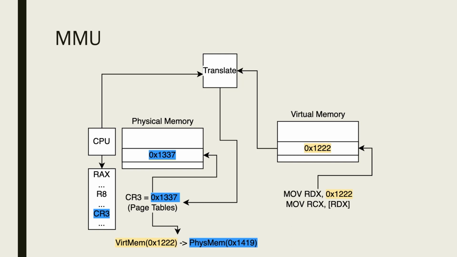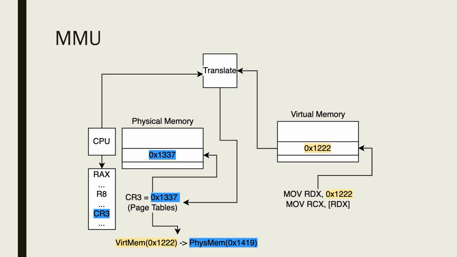And then the CPU will fetch the contents from that actual 1419 address from RAM. The reason why we have this translation layer is so multiple processes can access the same virtual memory address, right? Process 1 and process 2 can both access virtual memory 1222. But since both processes will have different CR3 registers, the actual physical memory that they access can be different.